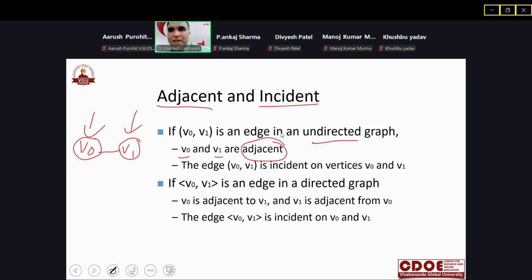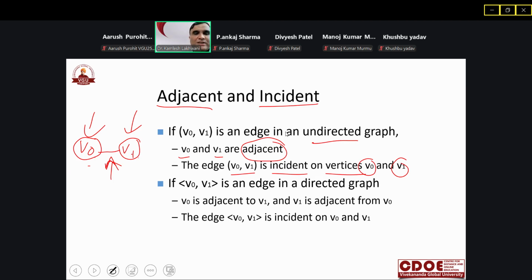V0 and V1 are the adjacent nodes. Now, what do you mean by incident? The edge between V0 and V1 is called incident on vertex V0 and V1, right?